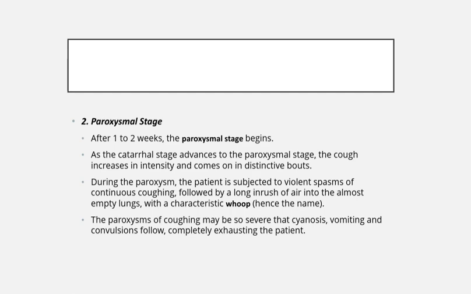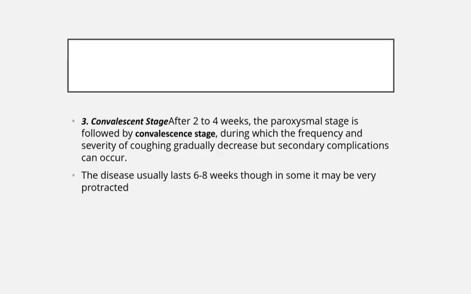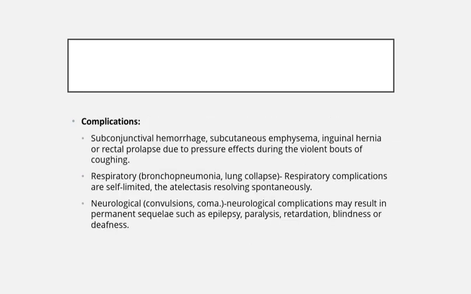As the catarrhal stage advances to the paroxysmal stage, the cough increases its intensity and comes on in distinctive bouts. Convalescent stage. After 2 to 4 weeks, the paroxysmal stage is followed by the convalescent stage, during which the frequency and the severity of coughing gradually decrease, but secondary complications can occur. It usually lasts 6 to 8 weeks, though in some it may be very protracted.